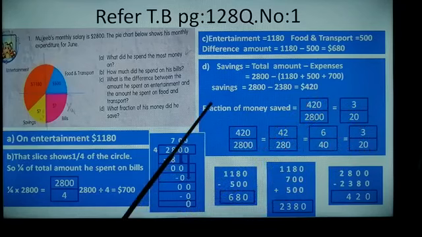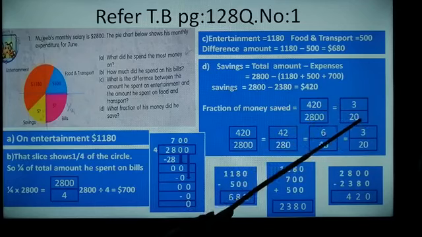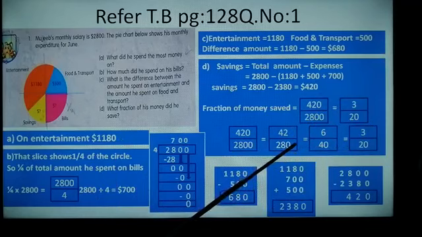Okay, because they are not asking to write in the simplest form. I just made it to recall your previous lesson. That means we already learned it in the percentage in the first step. Okay, so the answer is 420 divided by 2800. Now one more problem is there in the textbook.